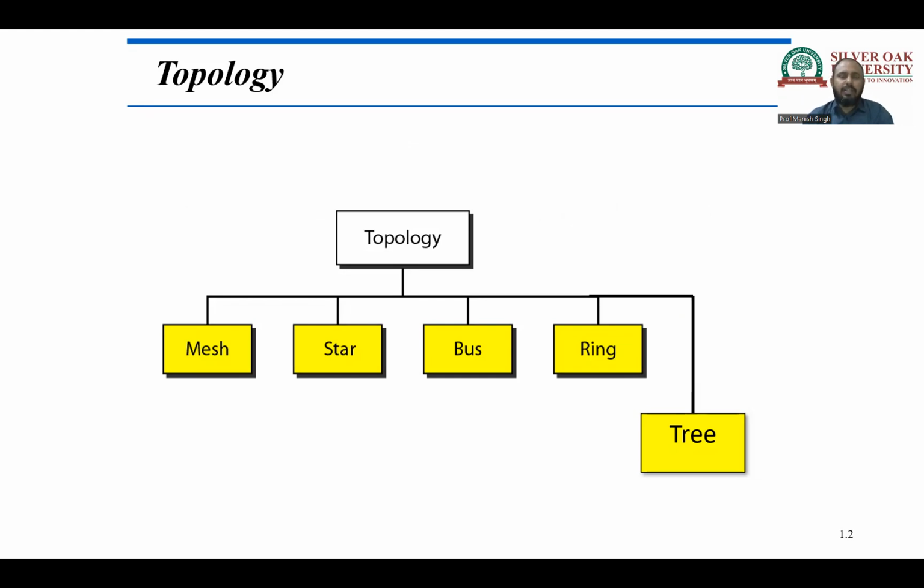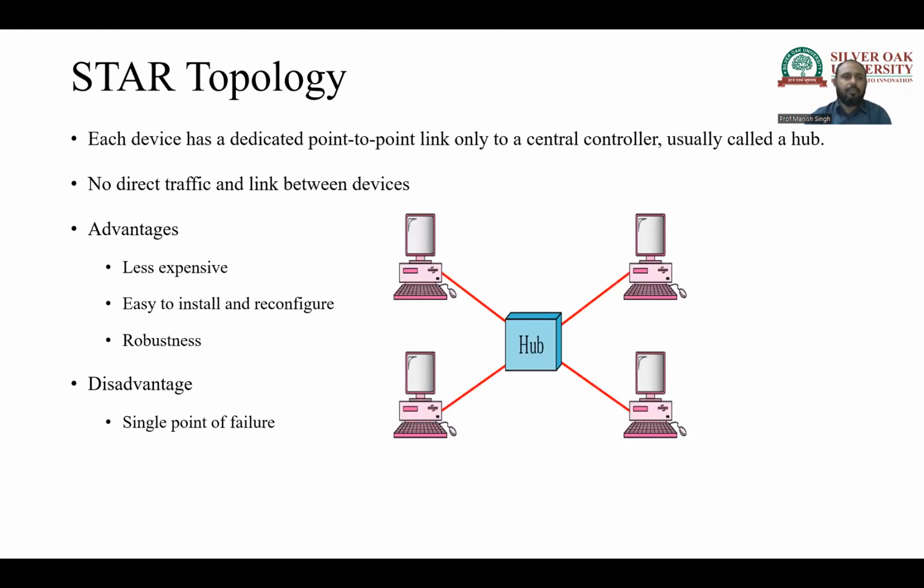So first of all, we understand what is topology. Topology is a geographical representation of a computer network, means how your computer network looks. This is called topology. First, we start with star topology.